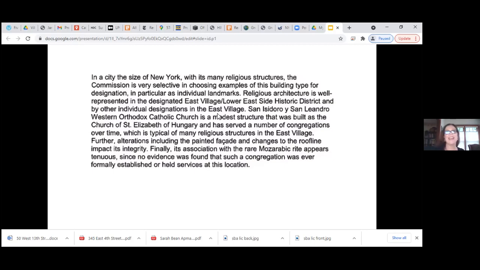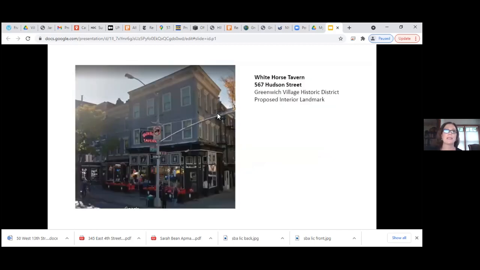And then finally, it also questioned whether the Mozarabic rite was ever practiced actually at this location. And I got to tell you, looking at the interior pictures, something was being practiced there.